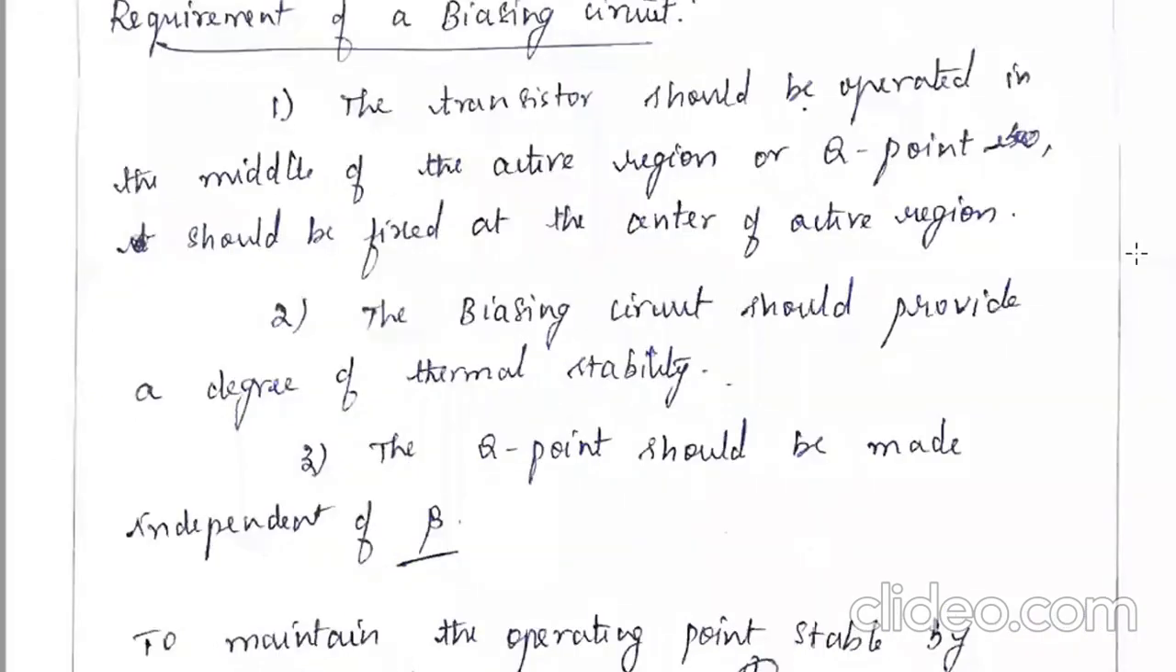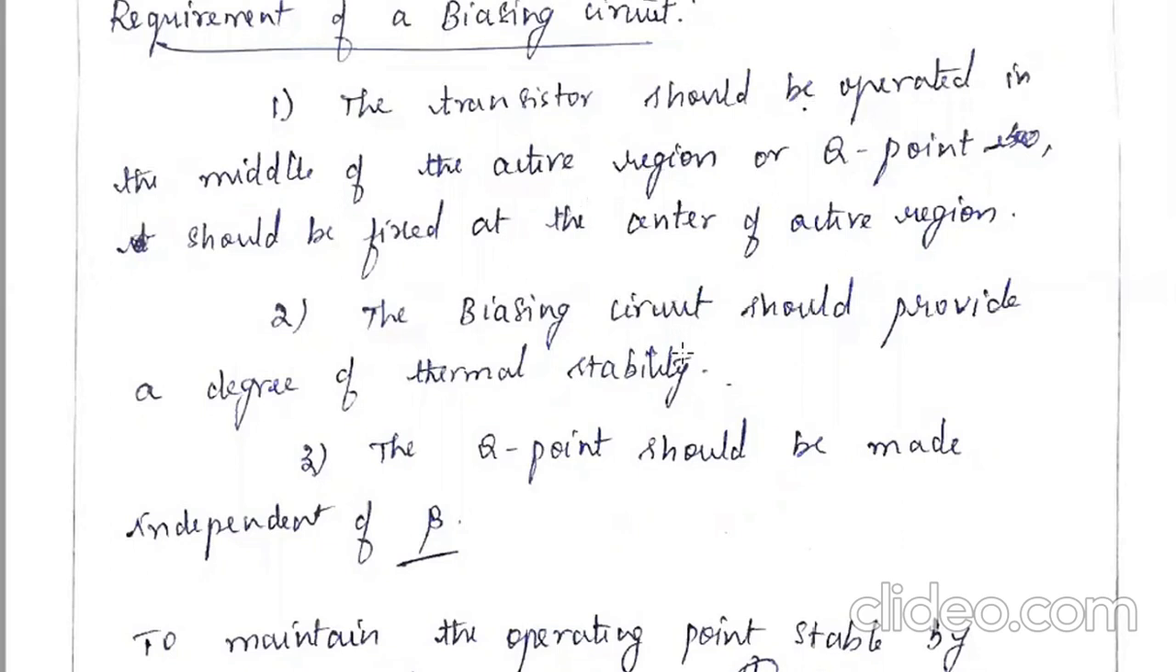Next, we'll see the requirements of a biasing circuit. The emitter base junction of a transistor must be forward biased and the collector base junction must be reverse biased. That is, the transistor should always be operated at the middle of the active region, or the quiescent point should be fixed at the center of the active region.